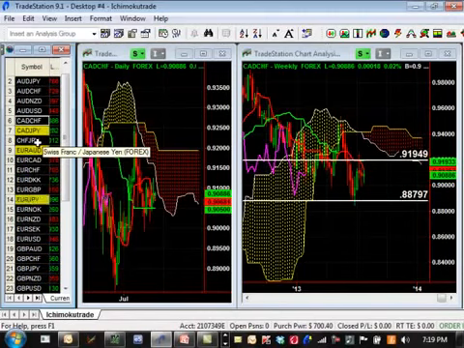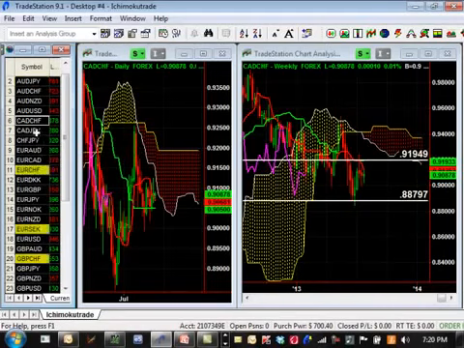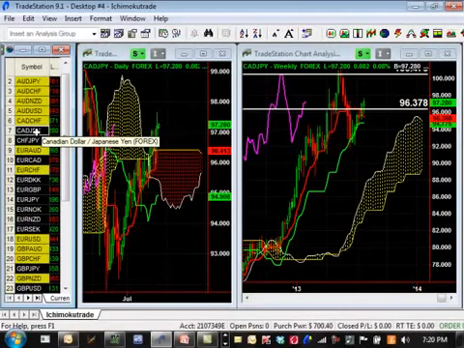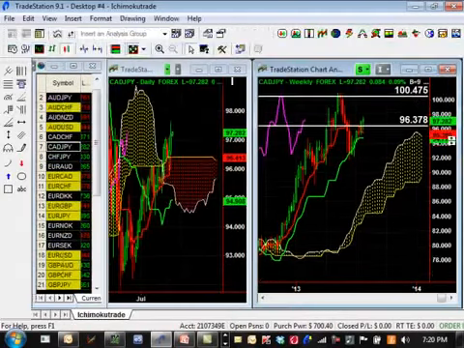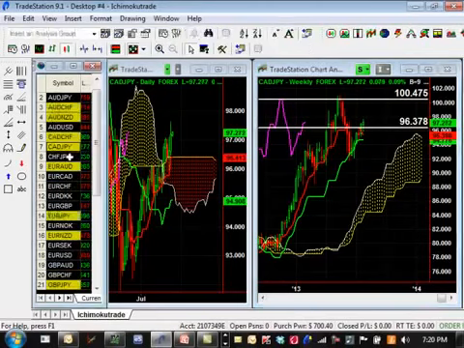The CAD Swissy, nothing really going on except consolidating between 88.79 and 91.94. The trend is bearish. If it could break that support, it's going to start a trend both on the daily and weekly, so keep an eye on that. CAD Yen, still bullish. Really hasn't gone through a pullback at all. Support on this one's going to be 96.37. Resistance is going to be 100.47.